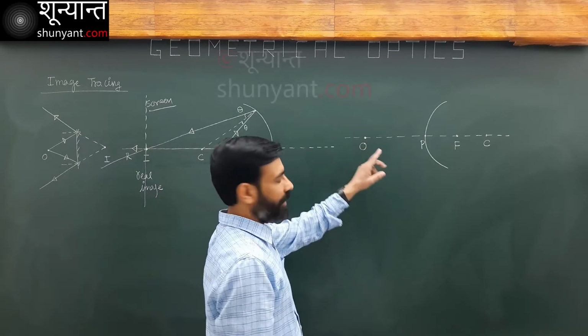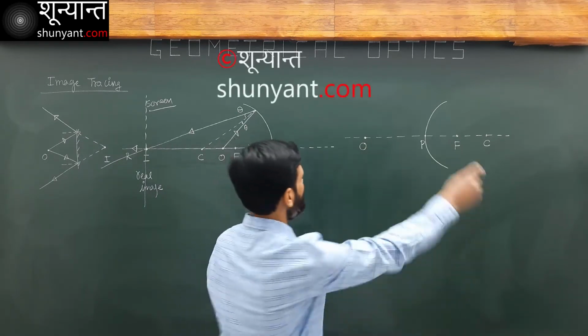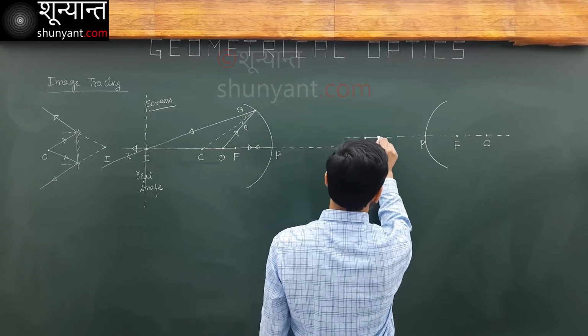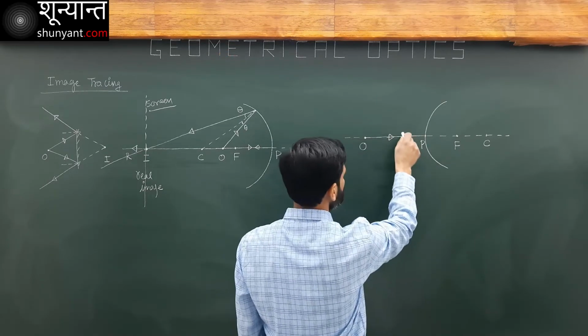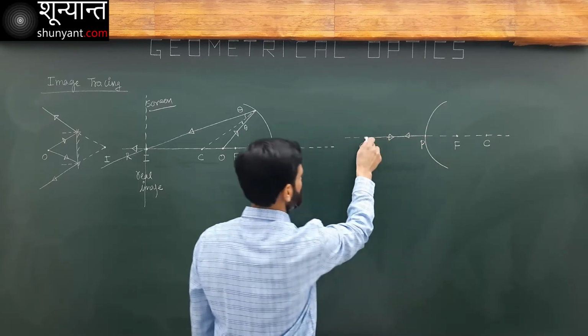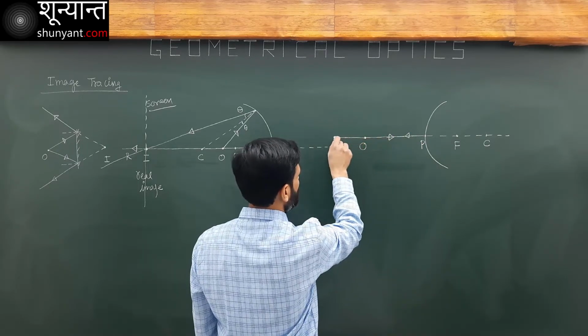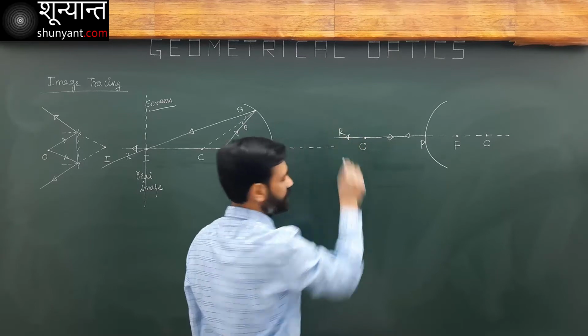I need two light rays. Let me take this one light ray here. It is easy for me to find out the reflected light. This is the incident light. Light will be reflected in the center. This is the reflected light.